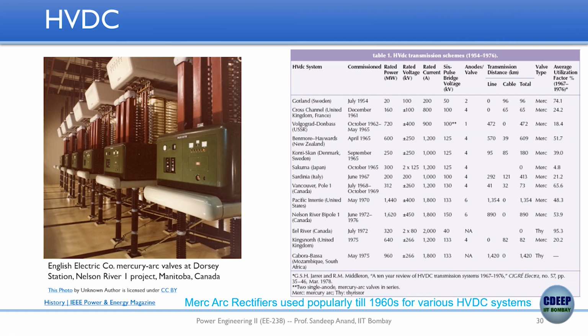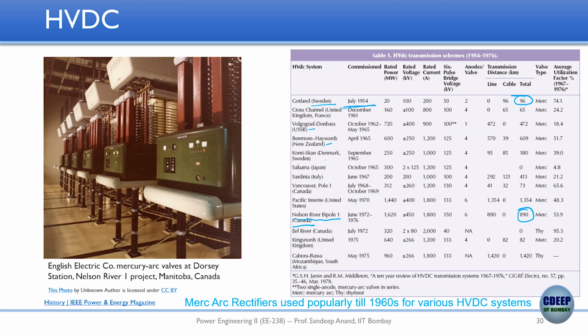And this on the right side is a table which was published in an IEEE Power and Energy magazine article, in their history section, and this gives you some of the early high voltage DC transmission setups. The first one in this table, on the top, is in Sweden in 1954, right? The transmission distance is about 96 kilometers. The one which we saw just now is Nelson River Bipole 1 in Canada, where the distance is about 890 kilometers.